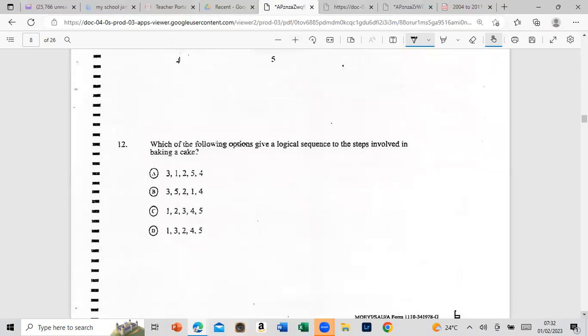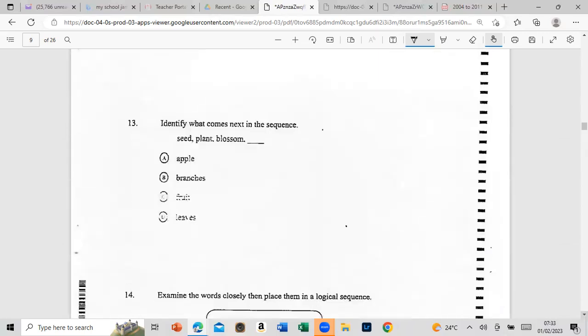Which of the following options give a logical sequence to the steps involved in the cake? But I just did that. That was E. I don't know why it... It's not underlined. I think I had the wrong question. All right, let's move on to 13.